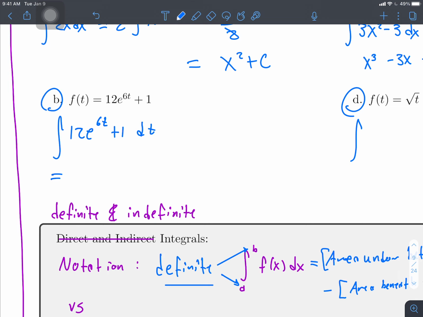Okay, so what I'm going to do is just do the integral of 12e to the 6t plus 1 dt. To do this, I'm going to do the first part first and then the second part second, and I'm going to add them. Okay, so for the first part, I'm going to leave the 12 alone. And now what I need to do is write down whatever the antiderivative of e to the 6t is. Which is what?